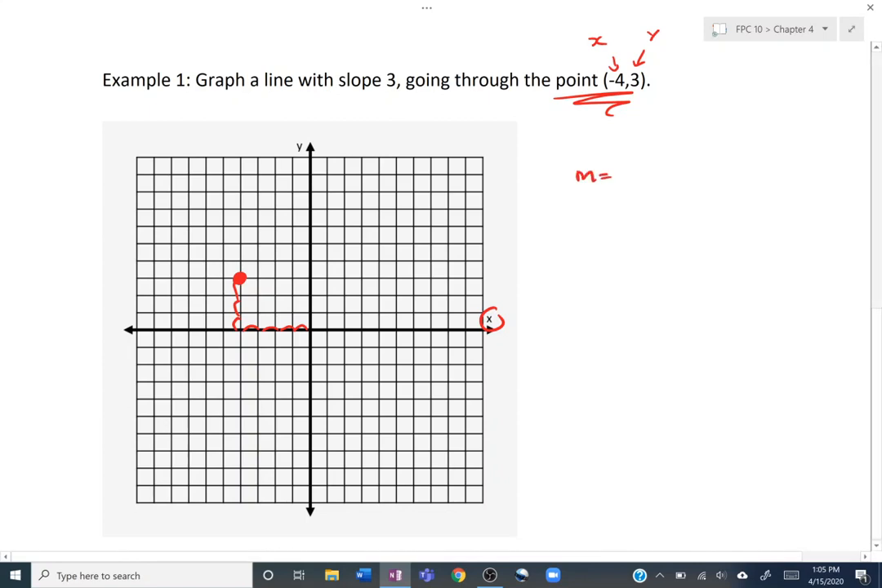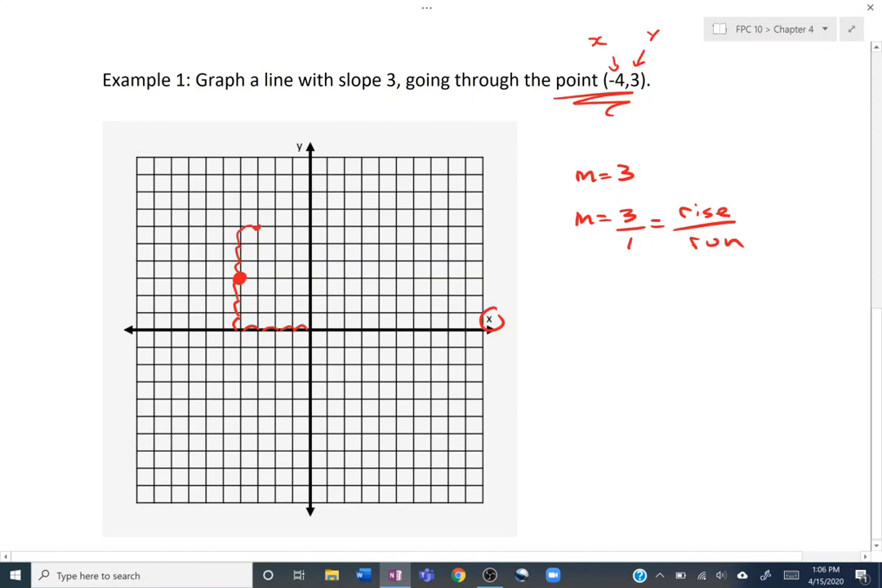So if our slope is 3, it's easiest if we think about these as fractions. So our slope is 3. To write that as a fraction, it's exactly the same as 3 over 1. And as always, that's our rise over run. So from that point, we're going to go up 3, 1, 2, 3, and then we're going to go over 1. And that'll be another point on our line.